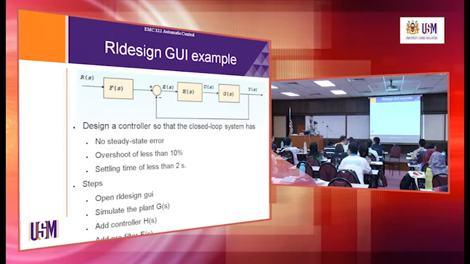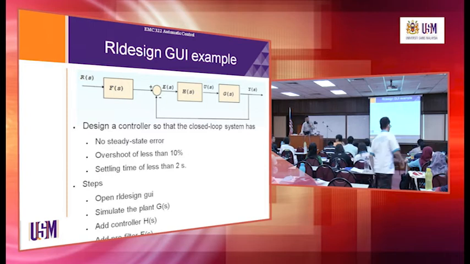So let's say we have a plant G(s), and we want to design a closed-loop control system where we need to design the function H(s), the controller, and later on also maybe we need to add the pre-filter. Initially we just assume that H(s) is equal to 1 and F(s) is equal to 1. Let's say we have a plant where the transfer function G(s) is equal to 10 divided by s squared plus 4s plus 8.